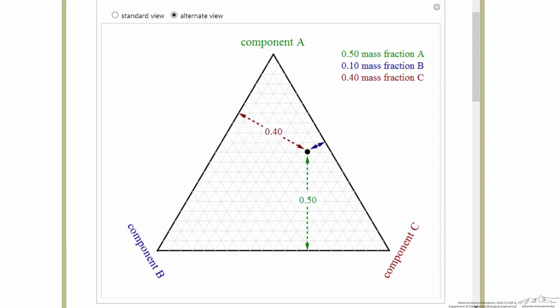So hopefully this gives you an idea on how to read these phase diagrams. Do go to the simulation and play around with it. It will definitely help. Thanks.